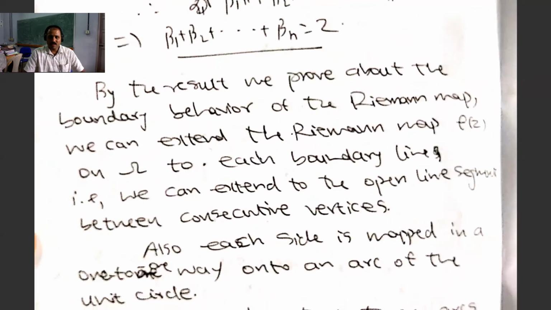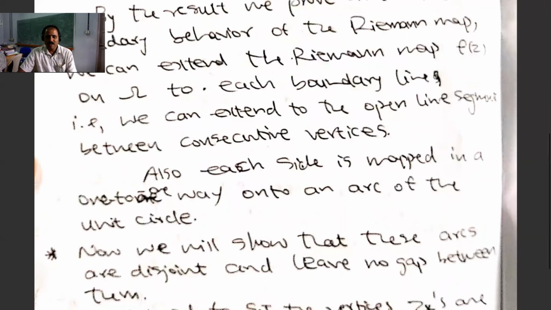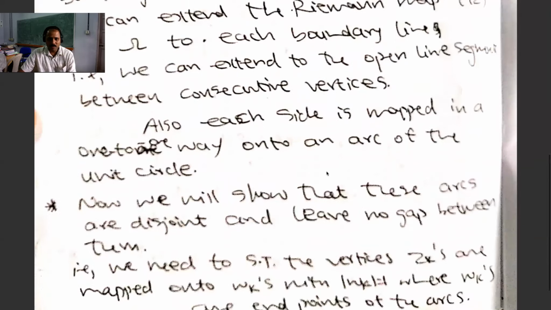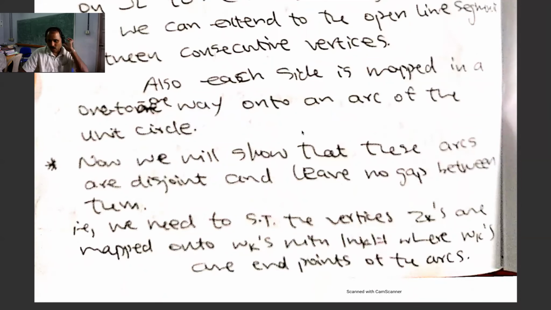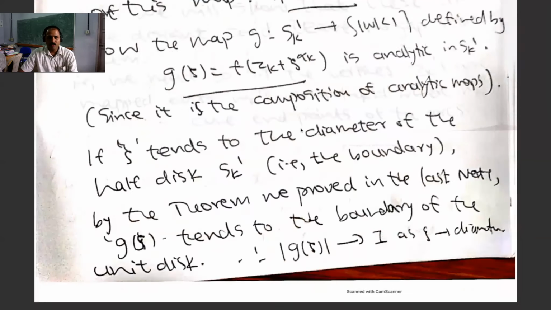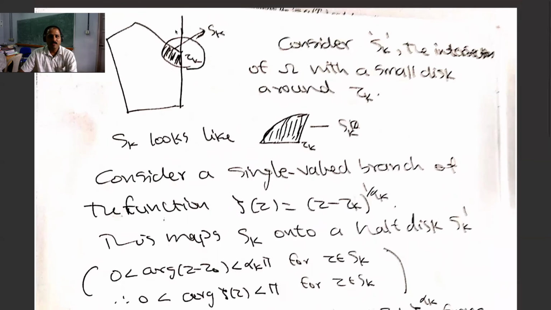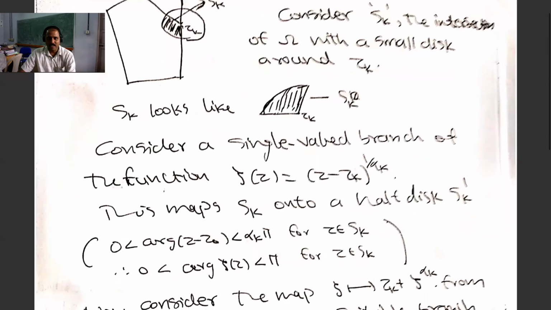The boundary behavior we discussed in the last video enables us to extend the Riemann map f on omega to each of these boundary lines, and the extension is one-to-one. Now we are going to see that the extension is possible to the vertex also. We consider a vertex and let S k be the disk around the vertex intersected with omega. That is this circular region. So S k looks like this, and z k is the vertex.